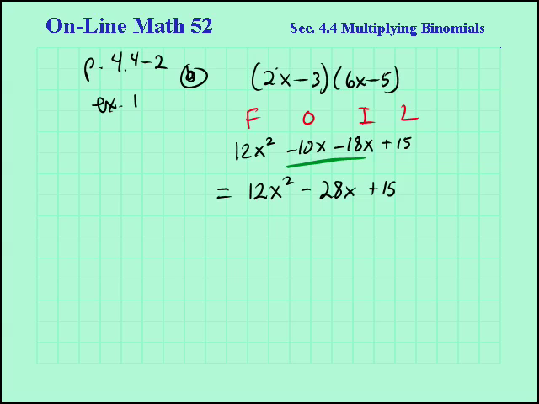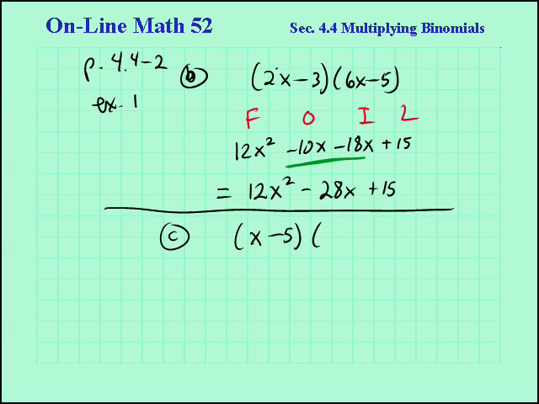The FOIL method also just helps us remember that we need to have 4 terms, and so it kind of helps guide us to get those 4 terms. Let me then now do example 1C, which is x minus 5 times 2x squared plus 4. Make sure I wrote that down correctly. Yep. And if, again, we look at the 4 products, FOIL, we're going to see something a little bit different here.